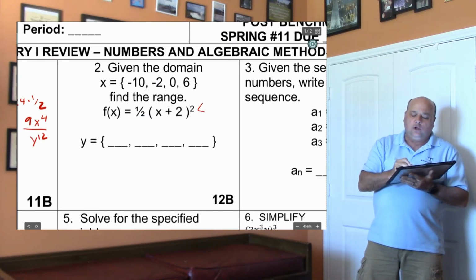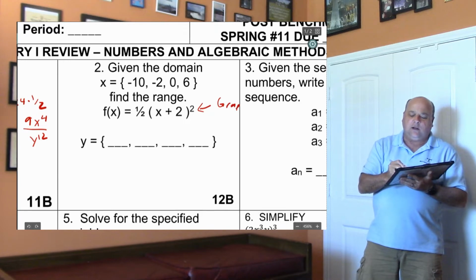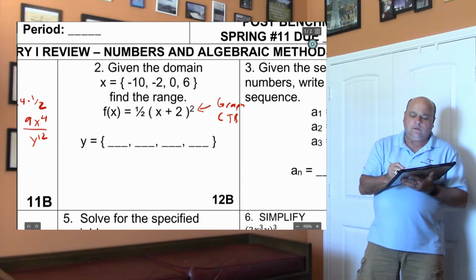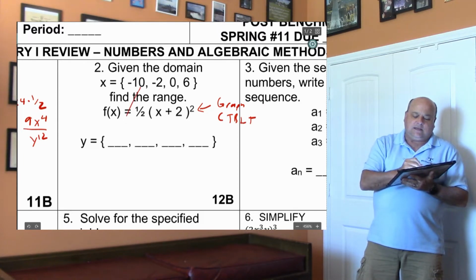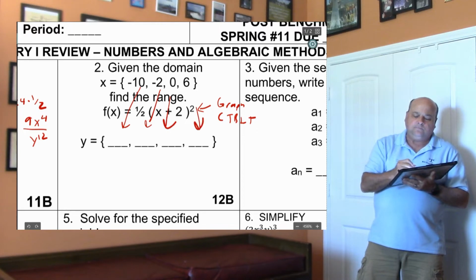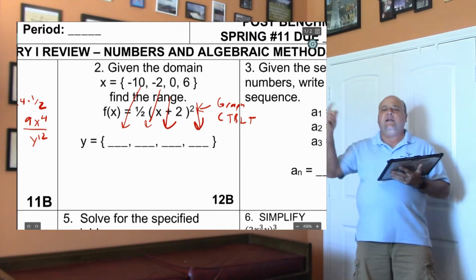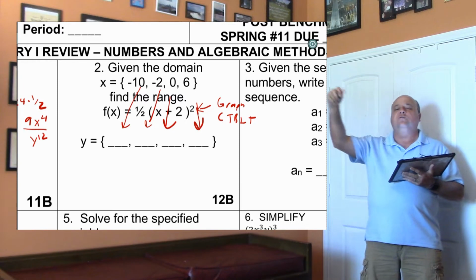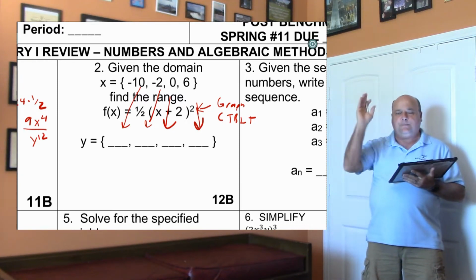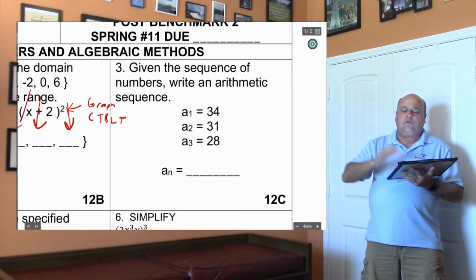Number 2. You will graph this in the calculator, then hit Control-T, and then find these numbers and write down the answers. So you just graph it, hit Control-T. That's one way you could go from the domain to the range. Piece of cake.